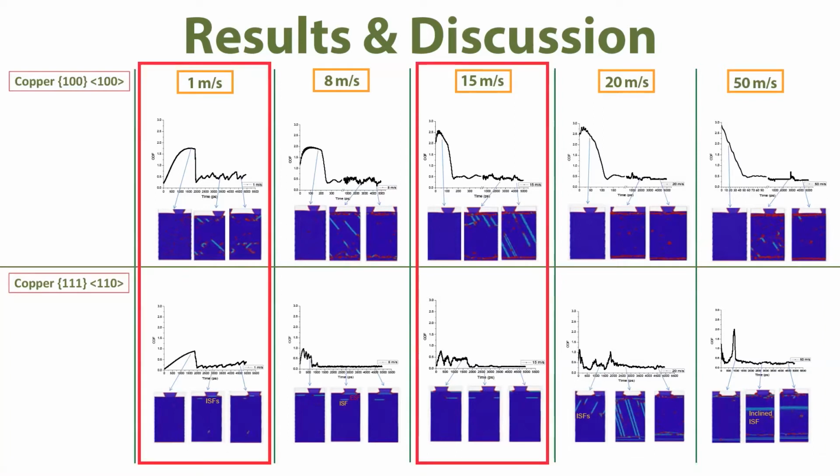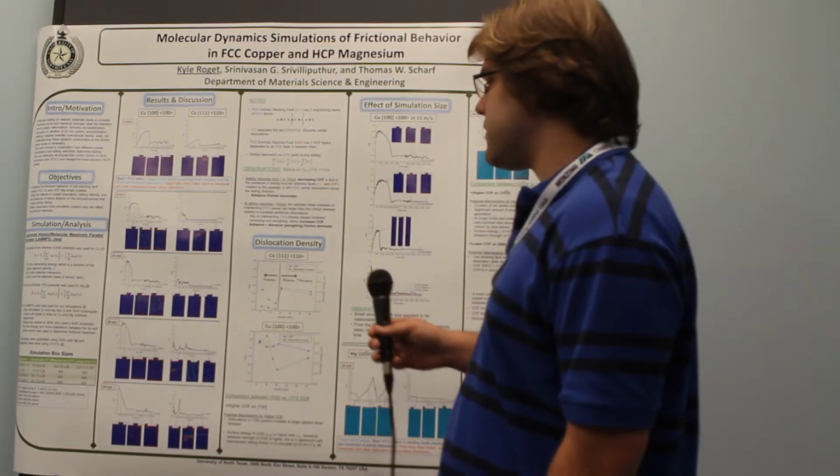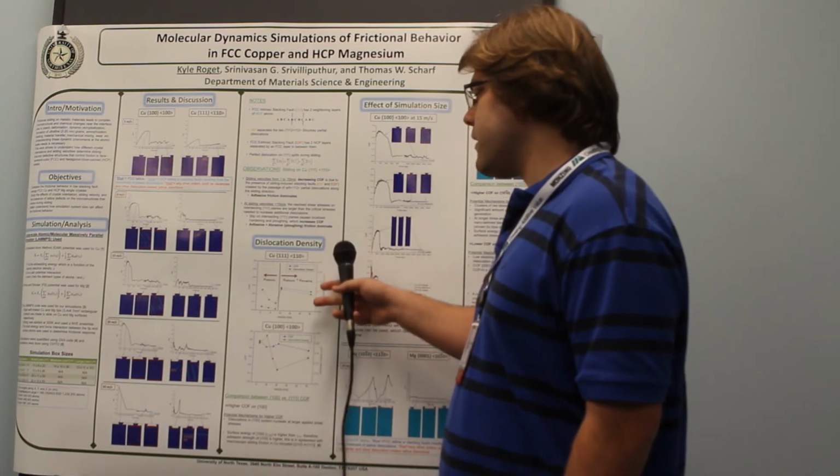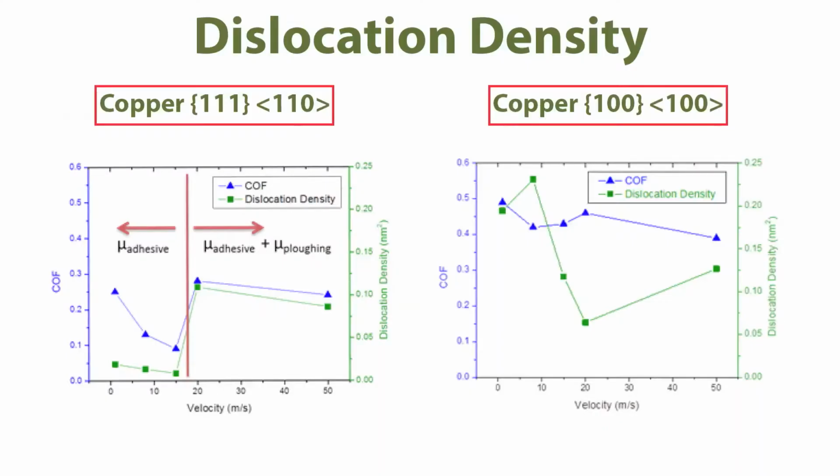With the various velocities, you actually see a decrease from 1 to 15 meters per second, and then you get an increase, which is shown in this area, where the dislocation density and the coefficient of friction both decrease, but when it gets to the plowing regime, you get the adhesive and plowing component instead of just the adhesive component.